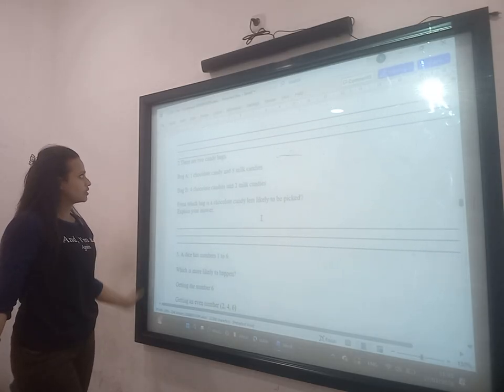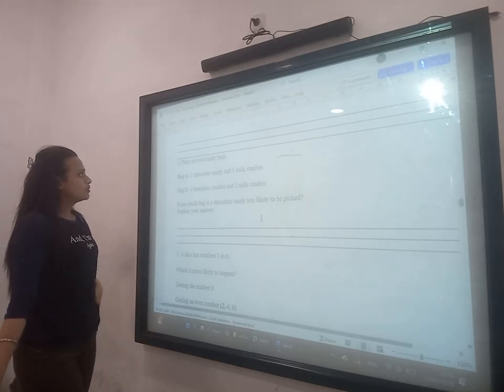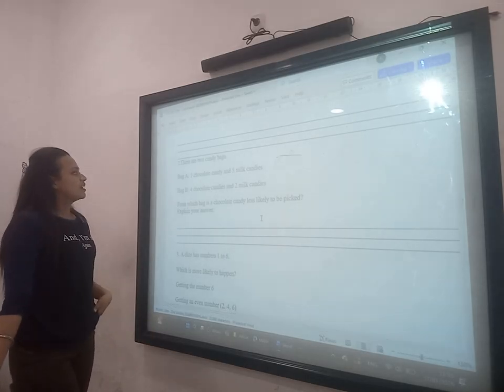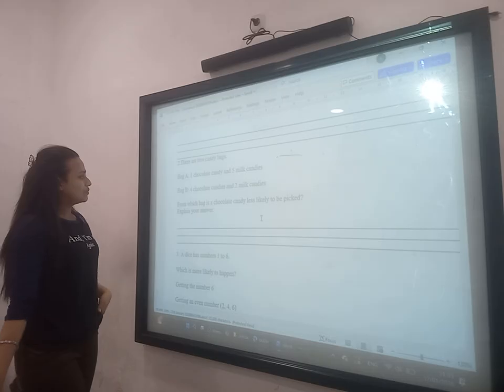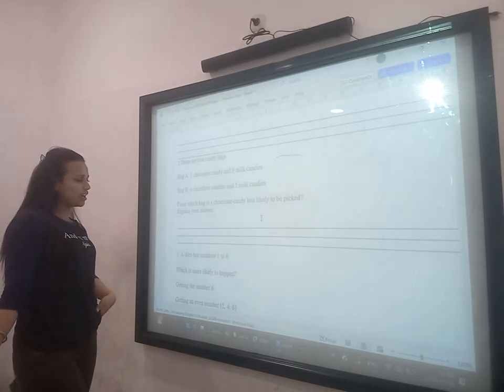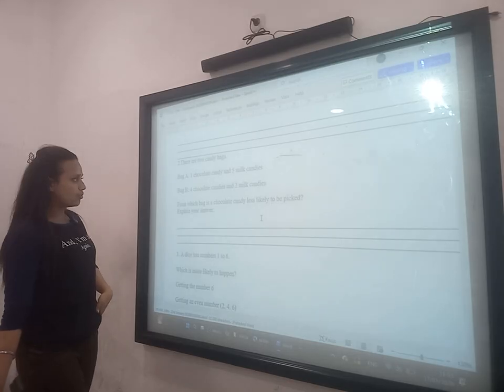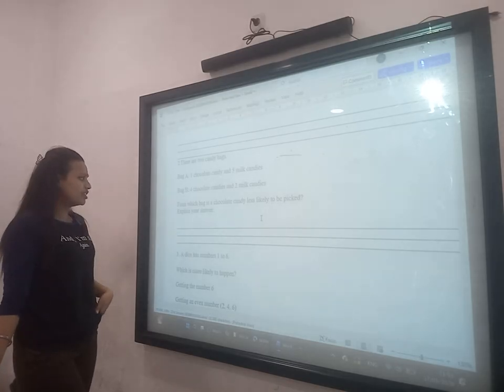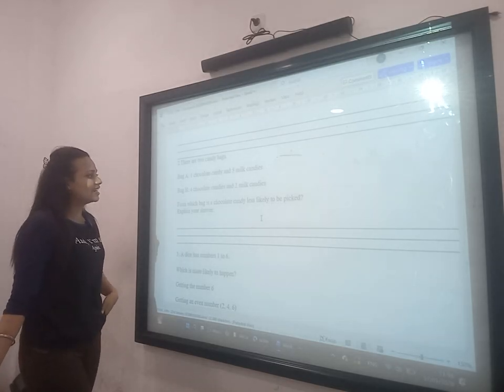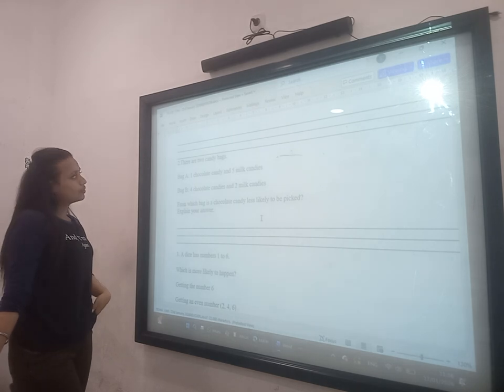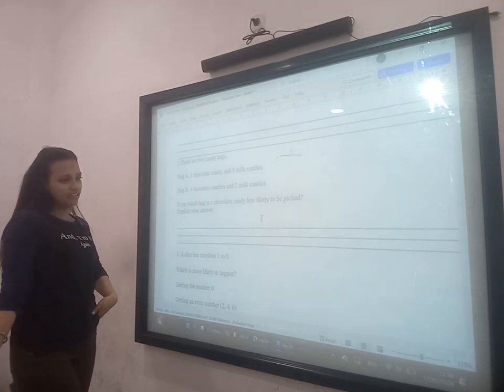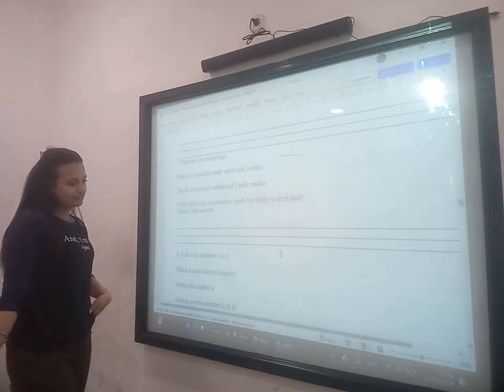Question number 2. There are 2 candy bags. Bag A has 1 chocolate candy and 5 milk candies. Bag B has 4 chocolate candies and 2 milk candies. From which bag is chocolate candy less likely to be picked? From bag A, because there is only 1 chocolate candy there.